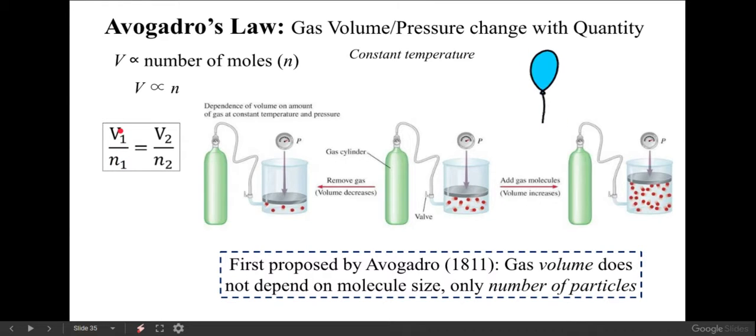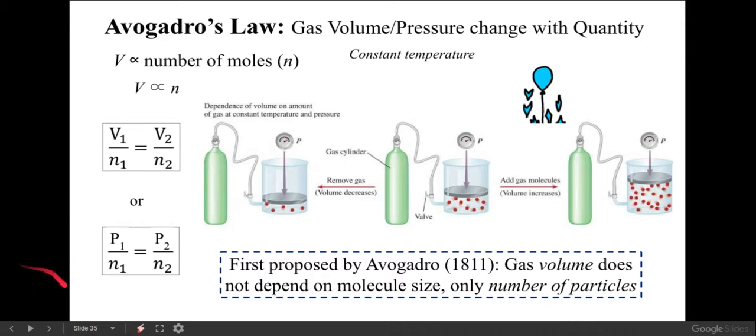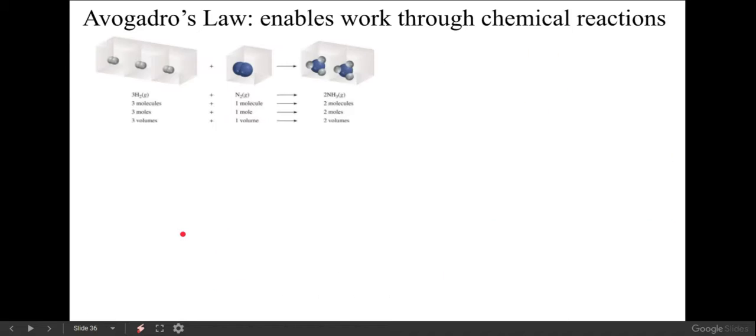And so the ratio is V1 over n1 equals V2 over n2. So if you double the moles of gas, it doubles the volume. Now, the alternate form of this, if you were to hold the volume constant, the pressure would go up. So if you imagine filling up your car tires, not from flat, but from 40 psi to 60, as you're pumping more gas particles in, the pressure goes up because the volume is constant.